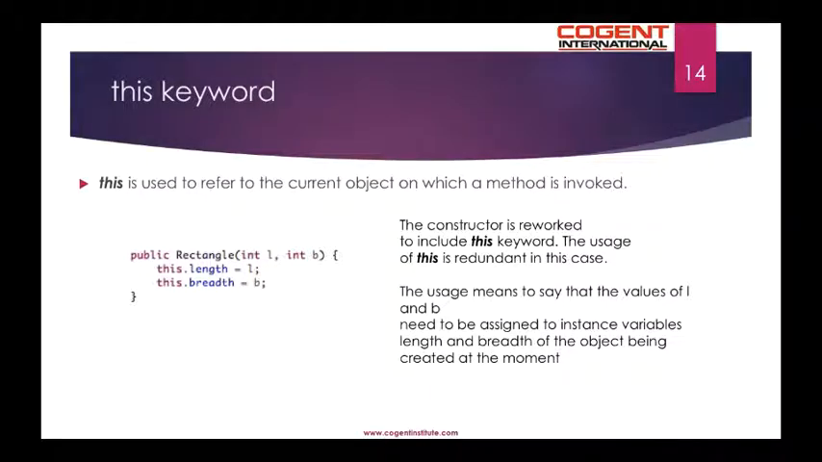Let's look at the this keyword and its use. The this keyword is used to refer to the current object on which a method is invoked. The constructor from the previous slide is reworked to include the this keyword. The usage of this is redundant in this case. It's just for illustration purposes. The usage means to say that the values of L and B need to be assigned to instance variables length and breadth of the object being created at that moment.